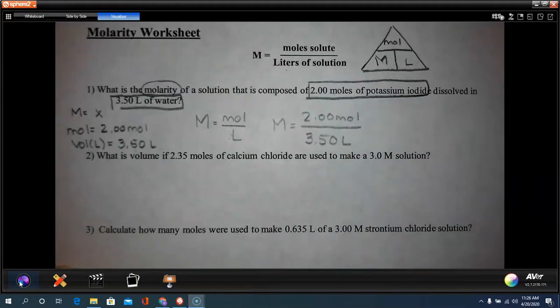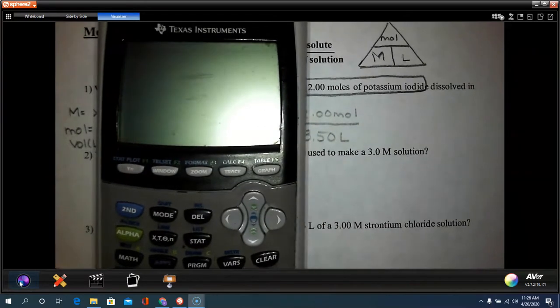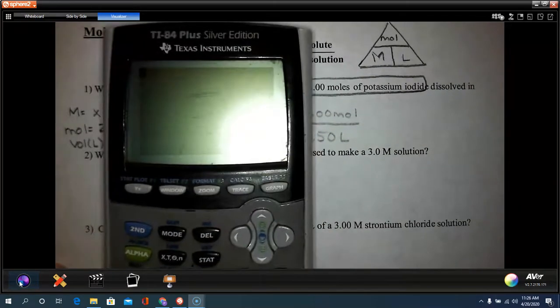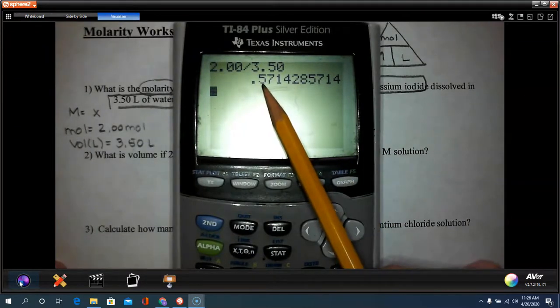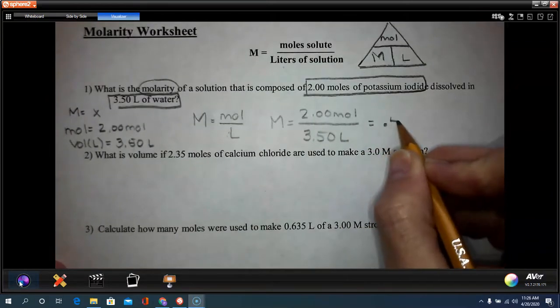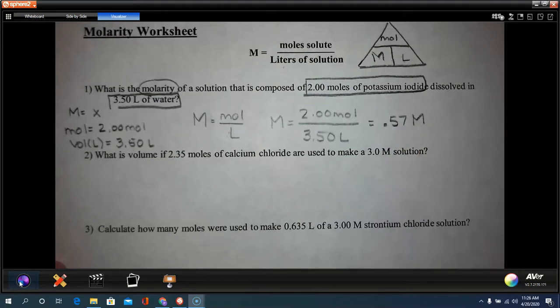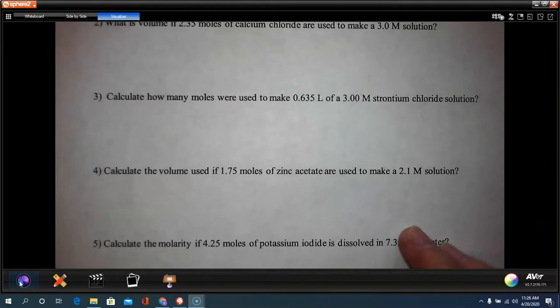Okay, so when you put that into the calculator, let's see if we can get the calculator where we can see it. We're going to do 2.00 divided by 3.50, and there we go. See a little bit better there. 2 divided by 3.5 gives me 0.57 molar. That's how you say it. Sounds weird. 0.57 molar. So that's the concentration or the molarity of that solution. Let's circle that.